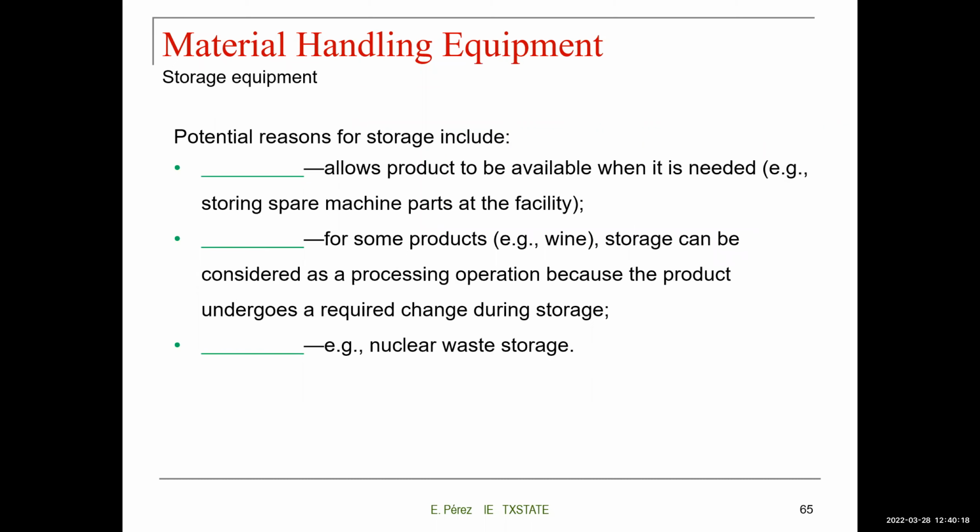Potential reasons for storage include these three. Time bridging allows products to be available when they're needed, for example, storing spare machine parts at the facility. So if you need to provide preventive maintenance to your machines and so on, you have these parts there. Processing: for some products, for example wine, storage can be considered a processing operation because the product undergoes a required change inside that storage. And also for securing nuclear waste storage.